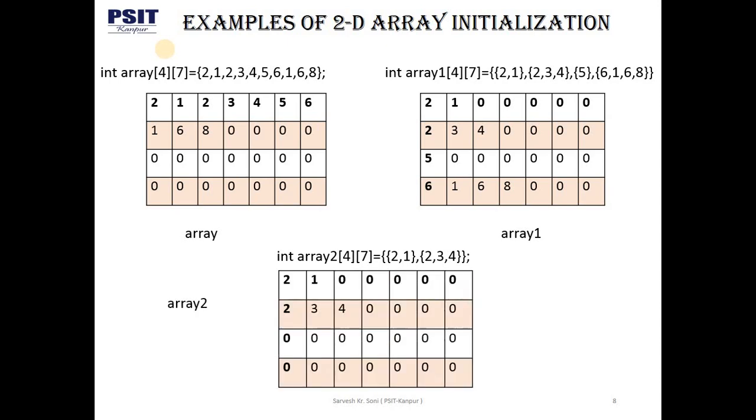And this is the third array, and the name is array2. So same order, 4 cross 7, and I initialize a few values. The first row is initialized by 2 and 1, then 2 and 1 are stored in the first row, and the rest of the cells of the first row are initialized by 0. Similarly, I have initialized the second row by 2 3 and 4, then 2, 3 and 4 are stored in the second row, and the rest of the cells are initialized by 0. But I have not given the values of further rows. Then the other rows are initialized by default value 0, right? So these are some different ways how to initialize a matrix.